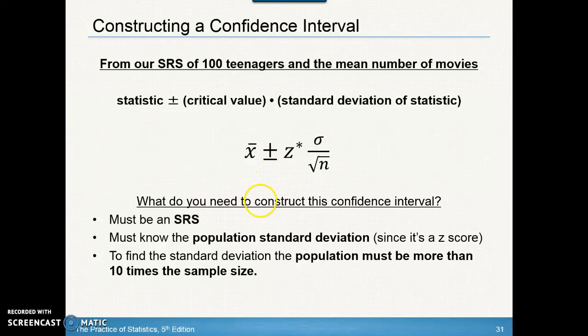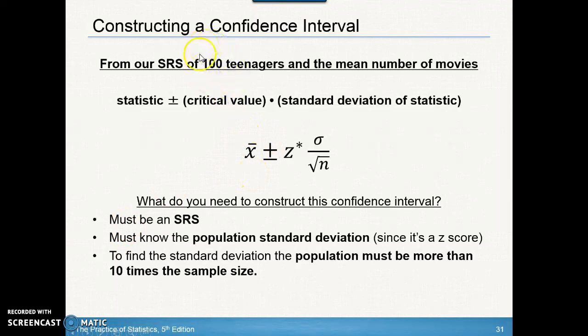In order to use this critical z-score and the standard deviation, we have to meet some conditions, the same way that we did in the previous unit. What were the conditions for using normal calculations for sampling means? Number one, it still has to be a simple random sample. Number two, we have to know the population standard deviation, which will most likely be given to you. And number three, for the standard deviation calculation, the population must be more than 10 times the sample size. We also have to make sure that this is approximately normal.